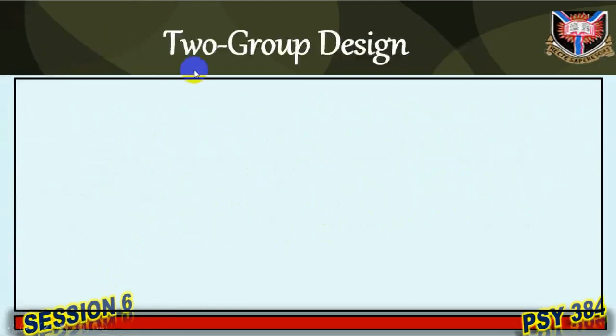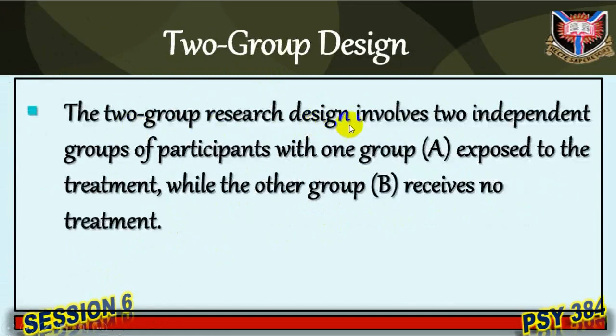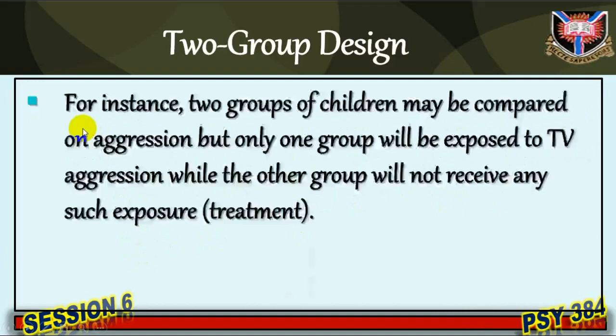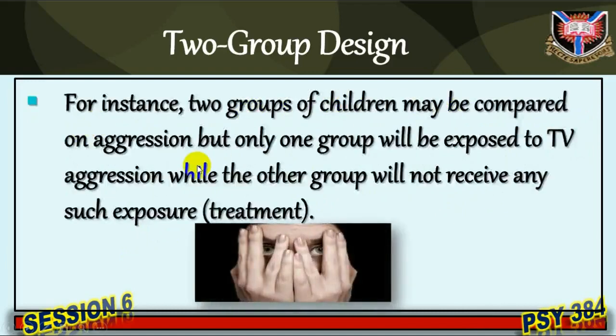Two-group design. The two-group research design involves two independent groups of participants, with one group A exposed to the treatment while the other group B receives no treatment. Thereafter, the researcher compares both groups on the measure of interest for the influence of the treatment. For instance, two groups of children may be compared on aggression, but only one group will be exposed to TV aggression, while the other group will not receive any such exposure, that is treatment.